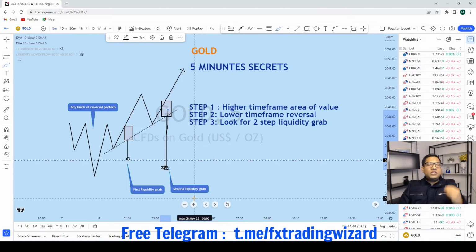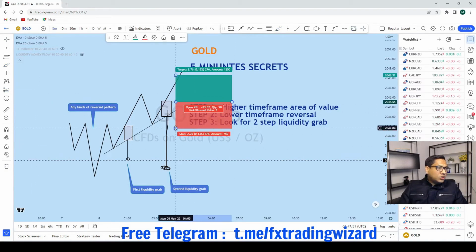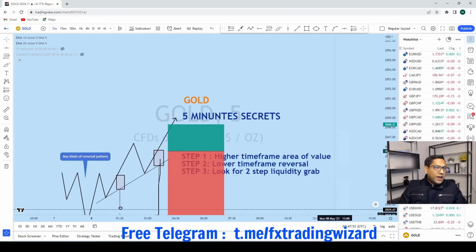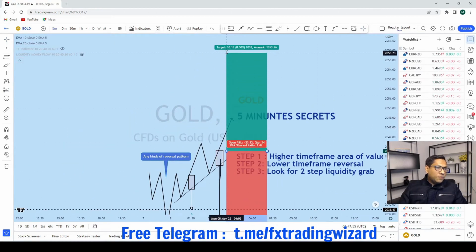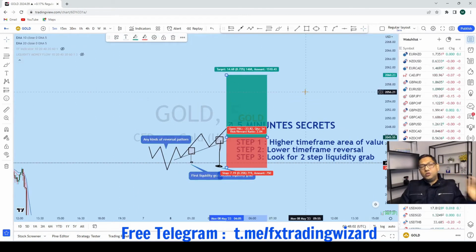The key point here is the second step liquidity grab, and once you see that, this is where the entry point is, going long, with the stop loss below all this liquidity grab, and then taking the trade with at least 2-to-1 reward to risk ratio or more based on the current price action. This is the simplest way. I trade gold every day along with many other strategies.